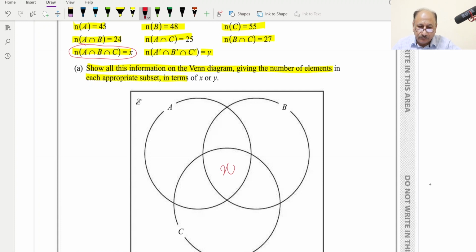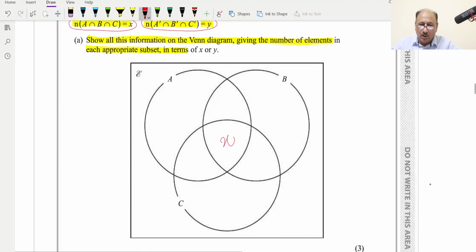And then what else we can identify? We can identify A complement intersection B complement intersection C complement, which is equal to Y. So outside will be Y and Y will be over here.